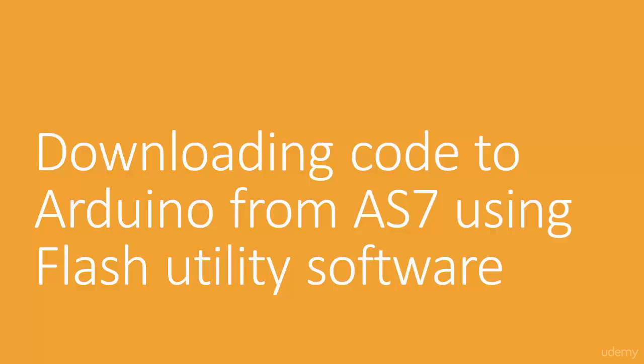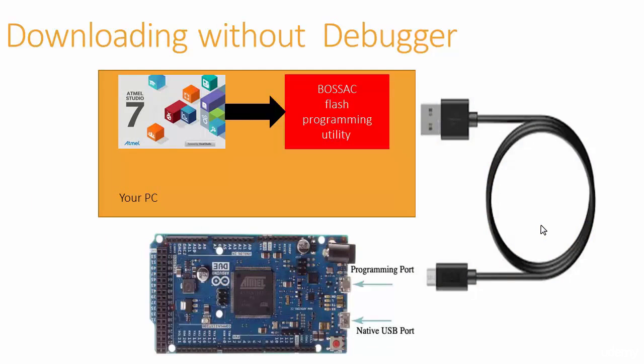Okay, so in the previous lecture, you have already compiled successfully GPIO toggling code, isn't it? And in this lecture, let's flash that code. There are two ways you can flash the code to the board, which is based on Atmel. Either you can use a debugger, that is an external debugger, or there is another method, that is downloading without debugger. So in this lecture, let's explore downloading without debugger.